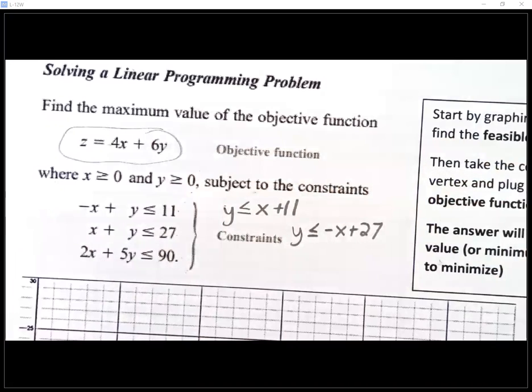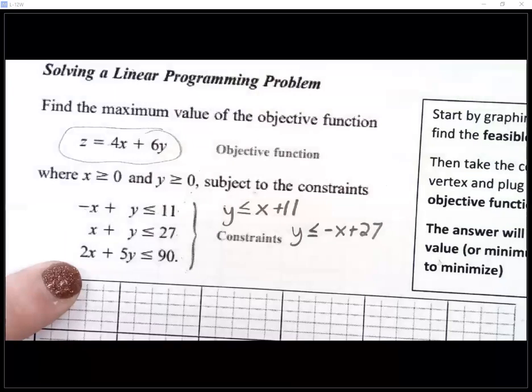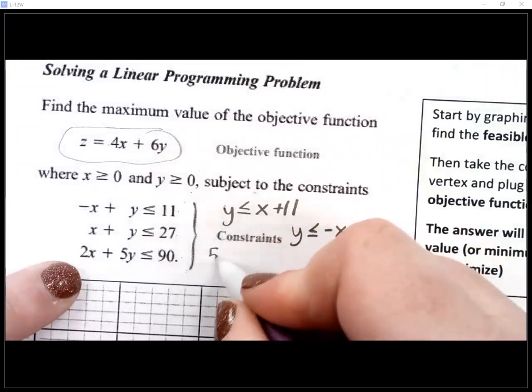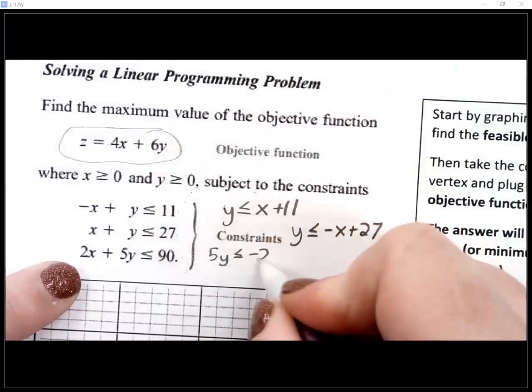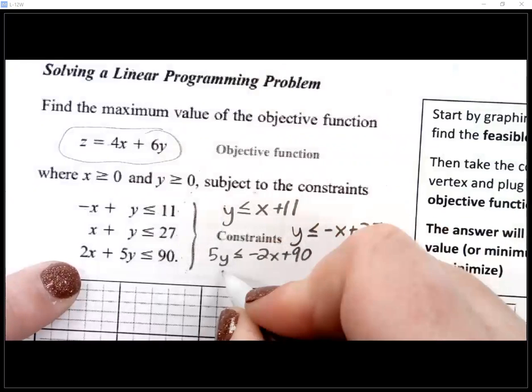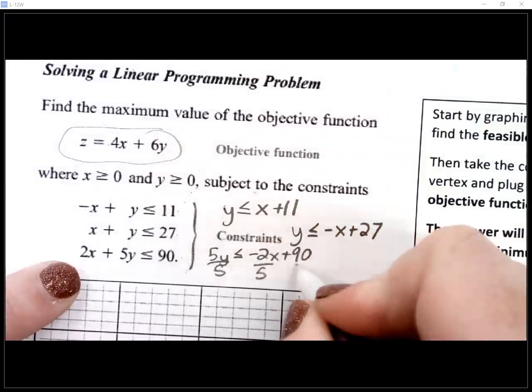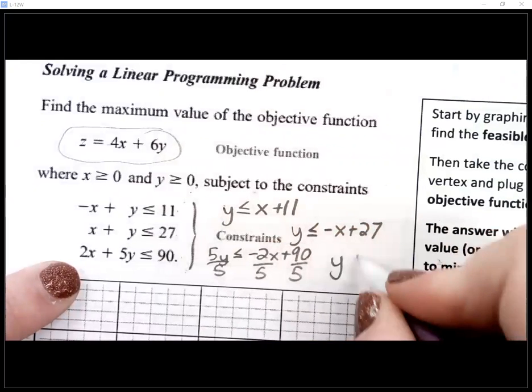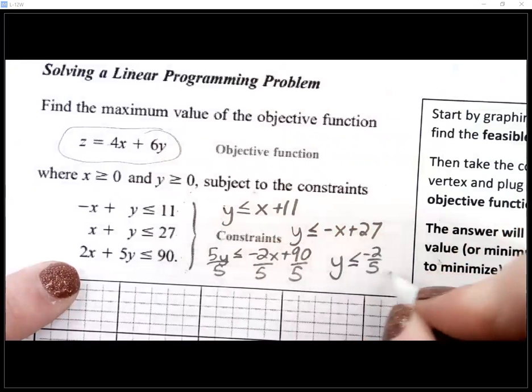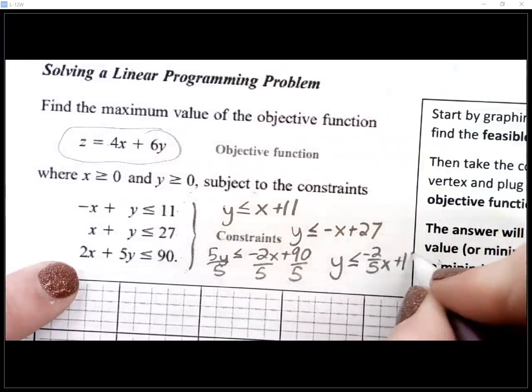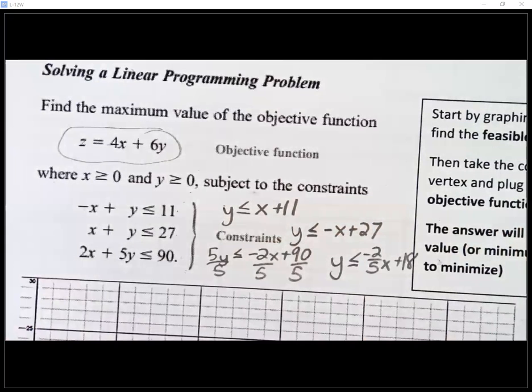And then the last one, I do have to do a little bit of work, but no big deal. So I'd have 5y less than or equal to a negative 2x plus 90. And then I do have to divide everybody by 5. But not that bad. There are my 3 constraints rewritten in slope-intercept form. Everybody with me so far? Yeah, okay, now we're gonna graph all 3 of these things.